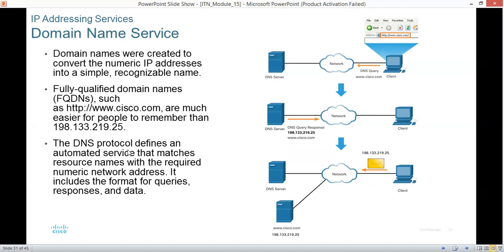So the domain name service protocol defines an automated service that matches resource names with the required numeric network address. It includes the format for queries, responses and data. I hope you all agree with me that these numbers you have in decimals ought to be numeric. Of course, you can still convert them to bits of zeros and ones.